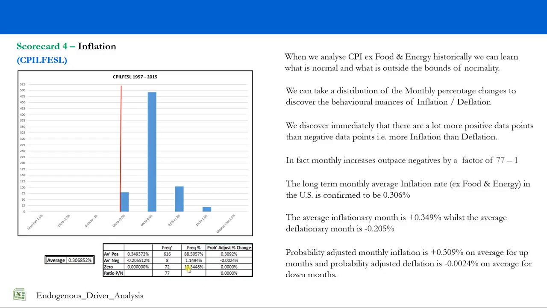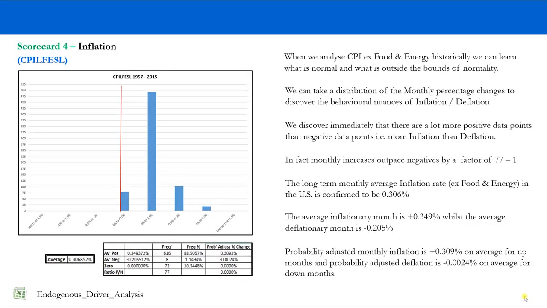When we multiply through by the frequencies, the probability adjusted monthly inflation rate is 0.3092%, and the probability adjusted deflation month is minus 0.0024% for down months. So you can start to see here and get an appreciation and understanding when we're thinking of this relative to CPI that includes food and energy. It's obviously quite different data.